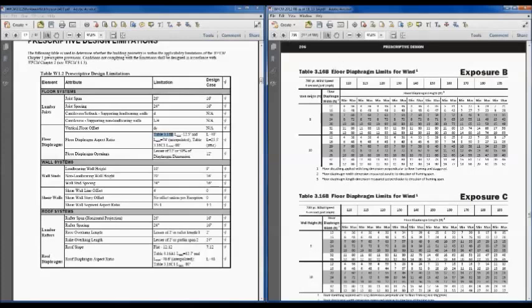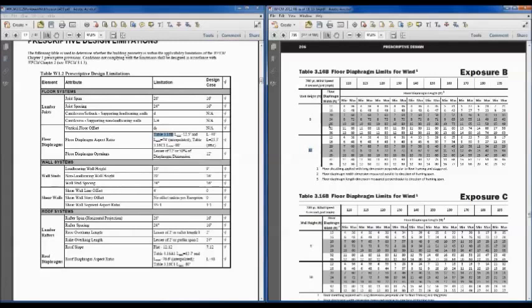And this is our floor diaphragm limits for wind. So we're in Table 316B, Exposure B, so make sure you're keeping an eye on which exposure category you're in. And we're in 160 miles per hour wind loads. And remember, our wall height was 9 feet, so we're going to have to interpolate between 8 and 10 feet here. So our floor diaphragm width that we have in the structure is actually 30 feet.